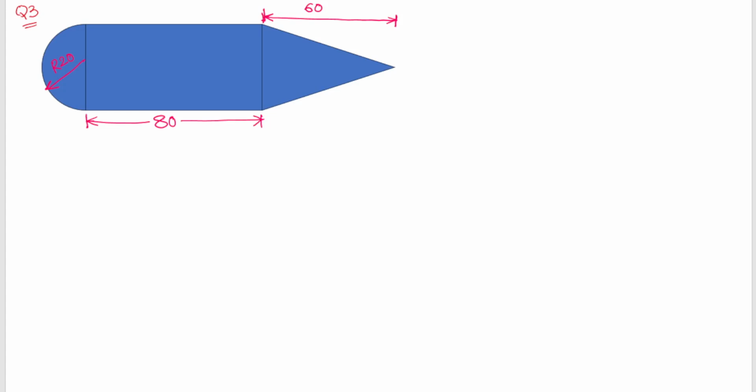So let's see another problem in this series, and let's see question number 3. Now in this question number 3, we have a semicircle, which is followed by a rectangle and then a triangle of altitude 60 and base. So let's first find out the dimensions. The first geometry is a semicircle of radius 20.